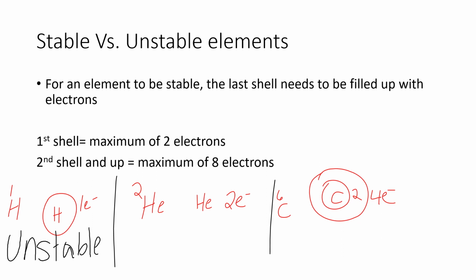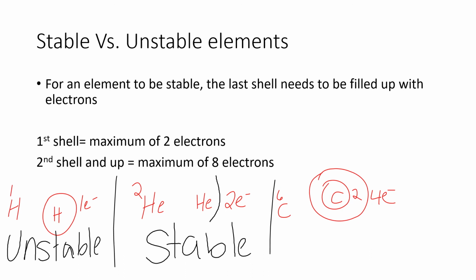So helium, its atomic number is 2. So if you draw the shell for helium, I will draw 1 shell, and that 1 shell will get the 2 electrons. So that means helium is stable because, as you can see, its last shell, which is really its first one, is completely filled up. As we said, the first shell is completely filled up with 2 electrons. So helium is definitely stable.